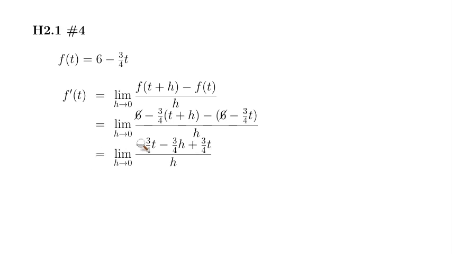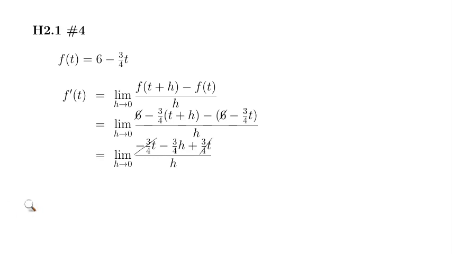Again, there's a negative 3/4 t and there's a positive 3/4 t, so we can cancel those. I'm going to go ahead and cancel that, and cancel that one with the last term. Cancel this term right here. All right, we have that.